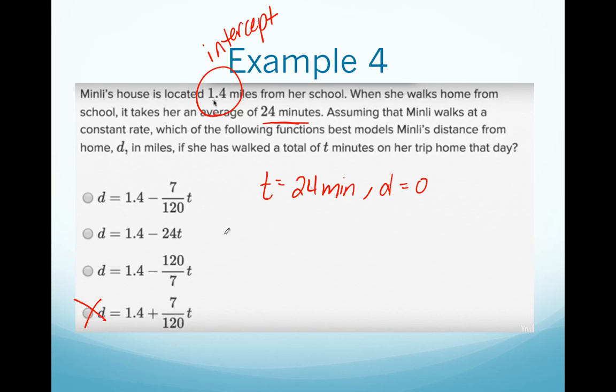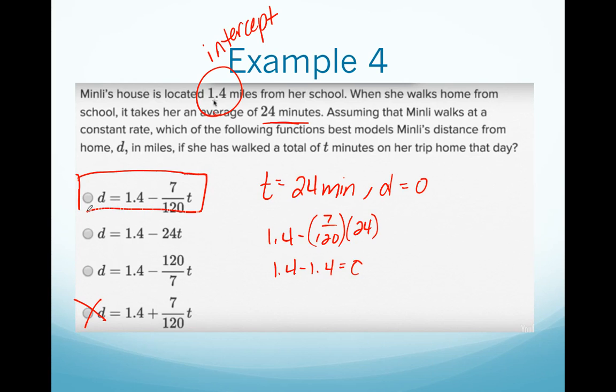So for this first one here, if I say 1.4 minus 7 over 120 times 24, if I take 7 over 120 times 24, that gives me 1.4. So now I have 1.4 minus 1.4, and she's at home. Her distance is 0. So that first answer choice is correct.